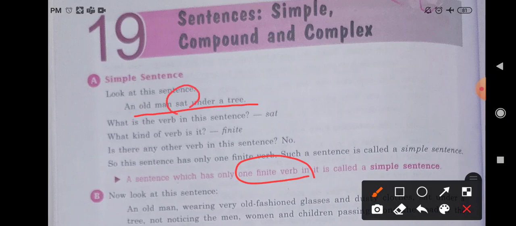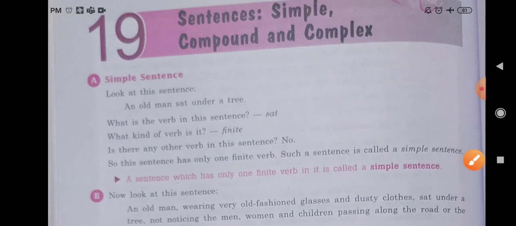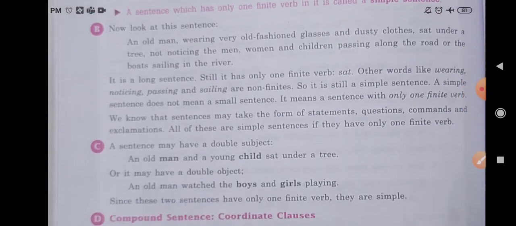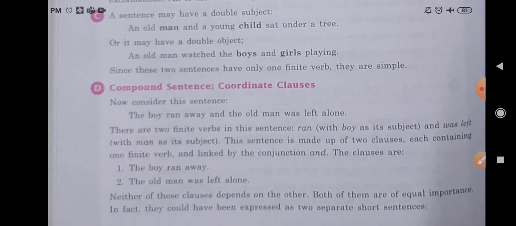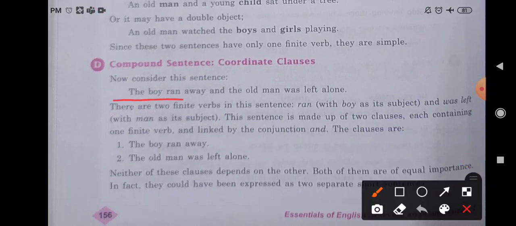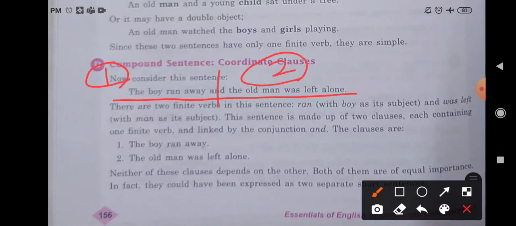What is the finite verb? Sat. We just have one finite verb, so we can say it's a simple sentence. Now, if we look at this sentence, the boy ran away and the old man was left alone. Can we break this sentence into two? Yes, the boy ran away, and the second sentence will be the old man was left alone. So we can break it into two independent sentences.